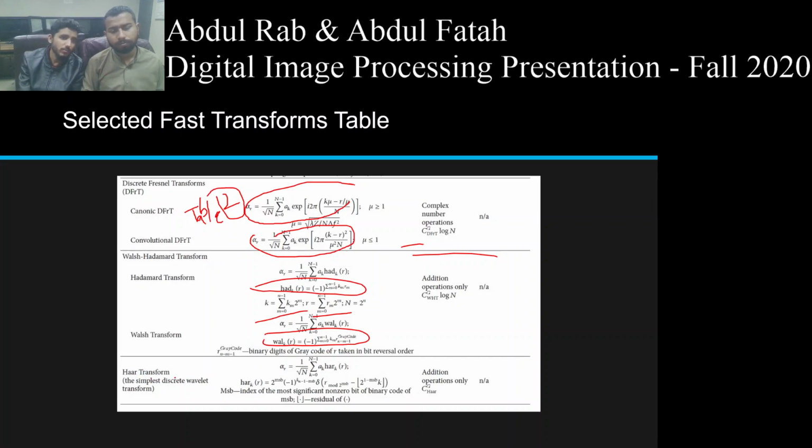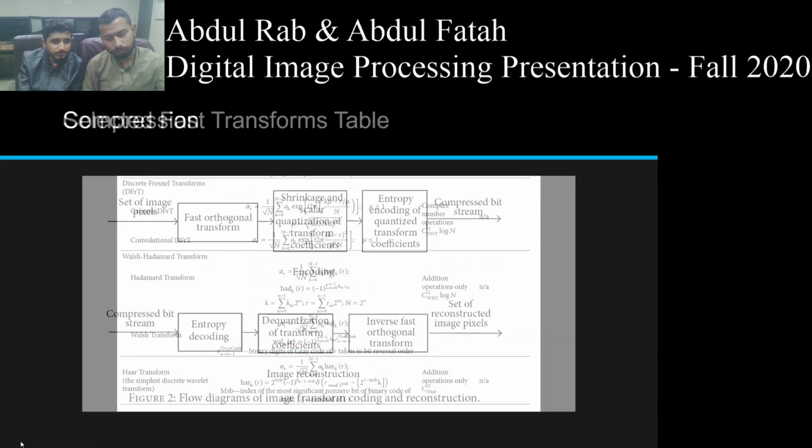The last one is the Haar transformation, the simplest discrete wavelet transform. This is also what we were talking about with wavelet transforms. It means Haar transform is a type of wavelet transform. So this is the definition of Haar transform, where H of R index in K is equal to this one. So here are only addition operations. So coming to the next slide.